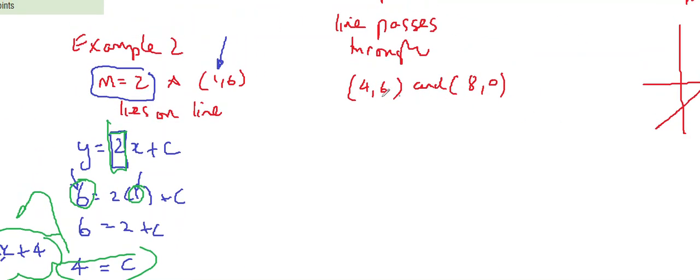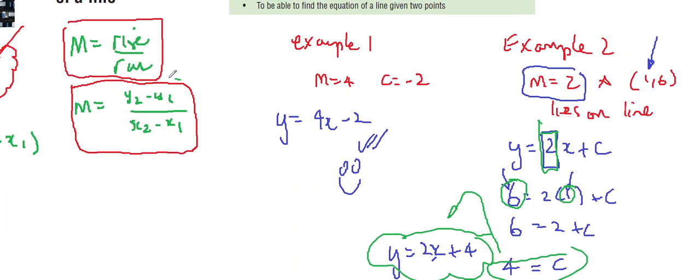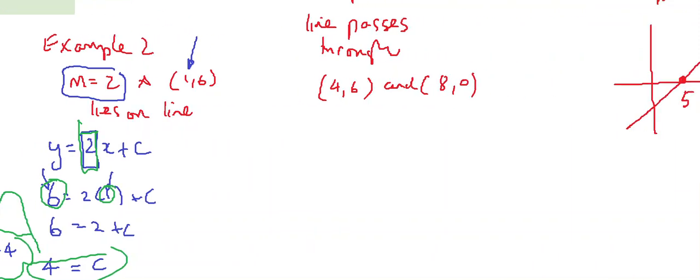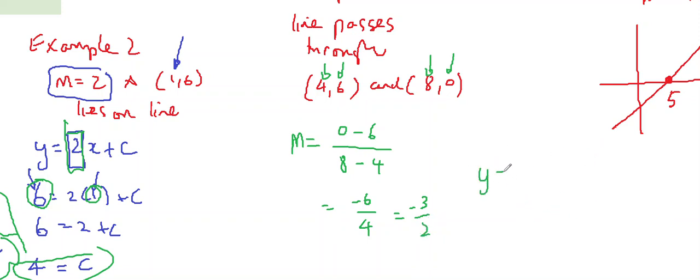If you had 2 points, I would probably need to work out m first by using this rule for m. So I'll do that first. M equals y2, 0, minus y1, 6, over x2, 8, minus x1, 4. -6 on 4 equals -3 on 2. So my gradient is -3 on 2, so I know that y equals -3 on 2 x plus c.